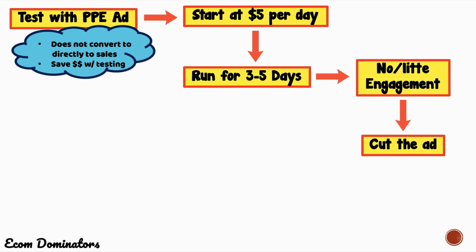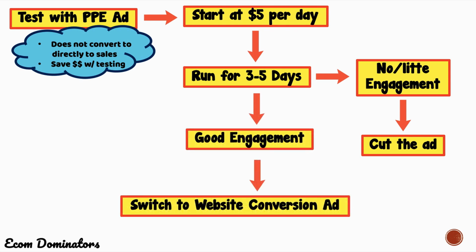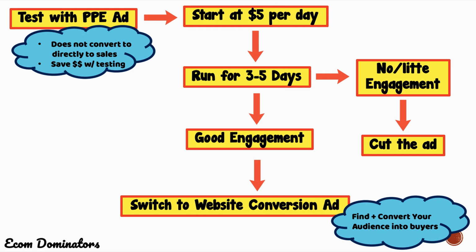So if you're getting little to no engagement, I recommend just cutting the ad and moving on, finding a different design or finding a different product. Now, if you're getting tons of good engagement, then I recommend at this point to switch on over to a website conversion ad. Now, again, if you don't know what a website conversion ad is, I did a complete tutorial. Just go back and watch my intro to Facebook ads tutorial. Now, with a website conversion ad, Facebook will help you find and convert your audience into buyers.